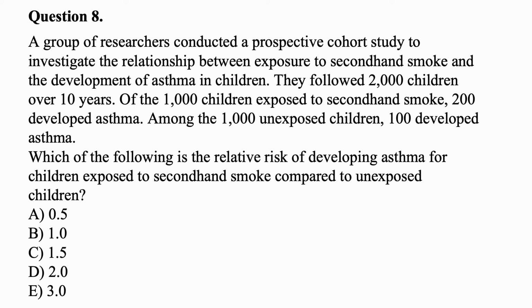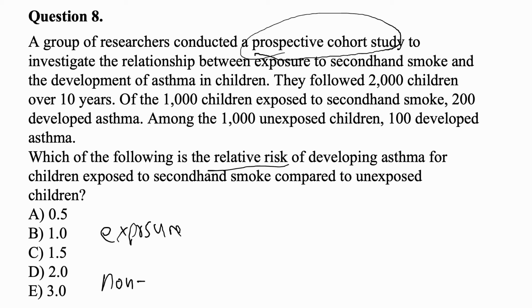So to answer this question, we can first identify that this is a prospective cohort study, so we'll be calculating relative risk, and then we can make a 2x2 table where on the y-axis we have exposure and non-exposure groups. And the x-axis will have the group that developed asthma versus no asthma.